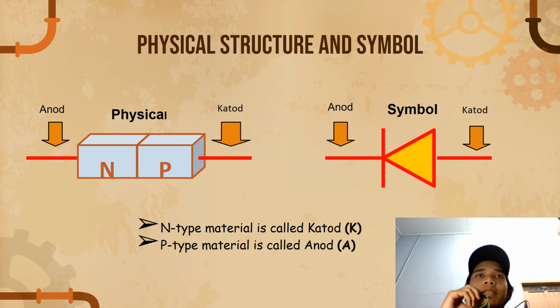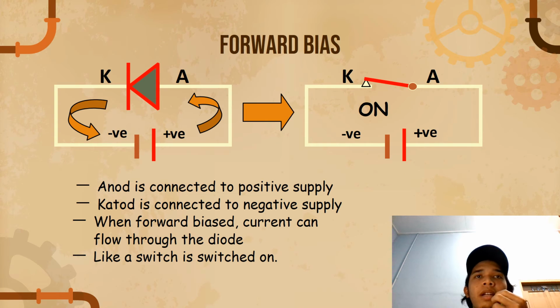Physical Structure and Symbol. Di sebelah kiri kita boleh tengok physical untuk diode dan di sebelah kanan kita boleh lihat simbol untuk diode. N-type material is called cathode K. P-type material is called anode A. Forward bias. Anode is connected to positive supply. Cathode is connected to negative supply.